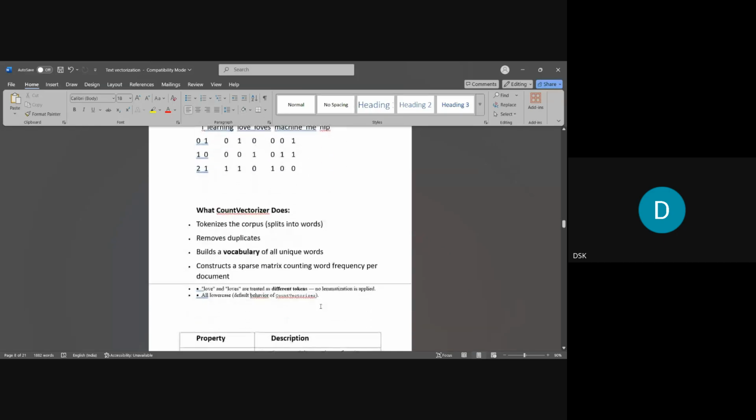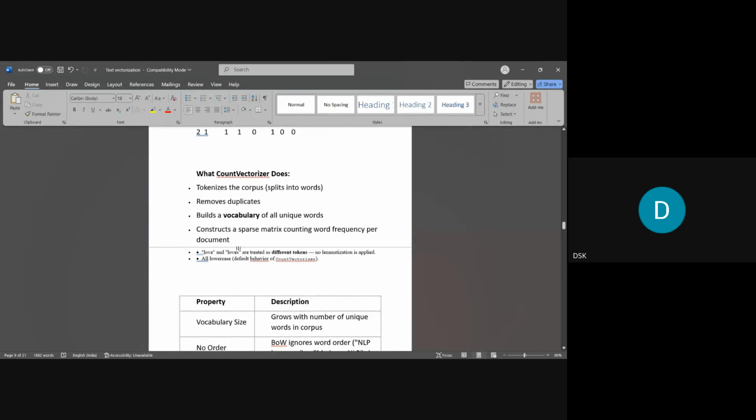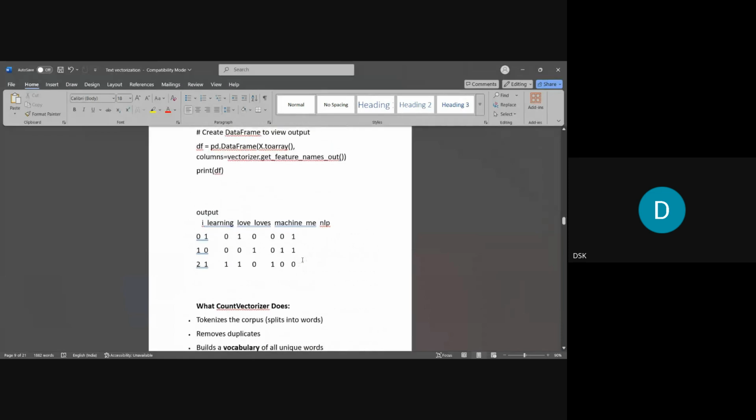So what does CountVectorizer do? Basically, it tokenizes the corpus, splits it into words, removes duplicates, builds a vocabulary of unique words, and constructs a sparse matrix counting word frequency per document. As you can see, love and loves are treated as different tokens because no lemmatization is applied, and all are lowercase because that is the default behavior of CountVectorizer.